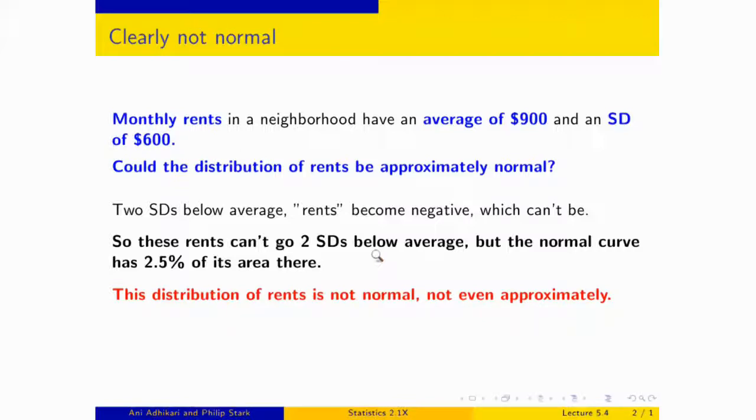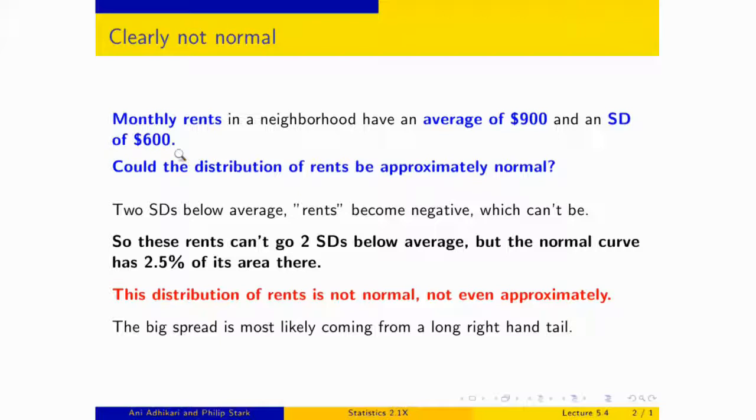One of the things that you ask yourself is, how can the SD be so big? Well, the rents are going to be non-negative. They have an average of 900. A huge SD must be coming from the right-hand side because it can't come from the left. So it is most likely coming from a long right-hand tail. This is no surprise because with any distribution of things that involve money, there are a few individuals who pay lots and lots of money or who have lots and lots of money. This is not atypical. And so it's not unreasonable to think it might be coming from a long right-hand tail, though of course you can't be absolutely certain until you've looked at the data.